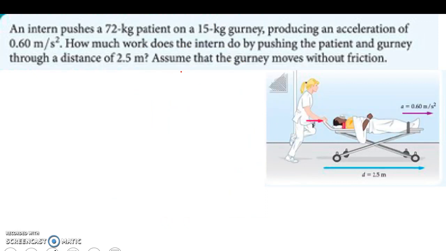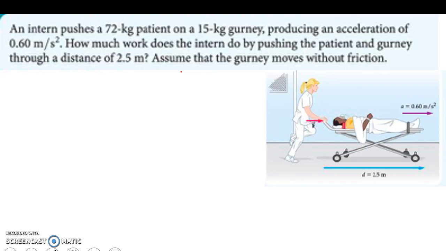So here's some math and things that we can do with it. Here's an example. An intern's pushing a patient of 72 kilograms on a 16 kilogram gurney, producing an acceleration of 0.6 meters per second squared. How much work does the intern do by pushing the patient and gurney a distance of 2.5 meters? Assume there's no friction. We'll get to friction later.